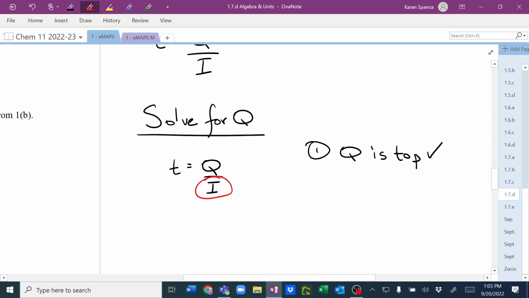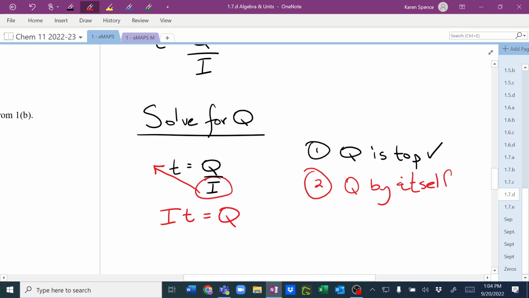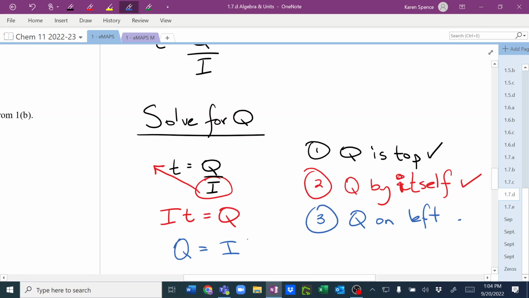So we need to get rid of that I so we can move it to the other side, but when we do that, we need to move it from the bottom to the top. And so now we will have I times T equals Q. So Q is by itself now. And then finally, we need Q on the left. Just take that whole equation and flip it. Q is equal to I times T.